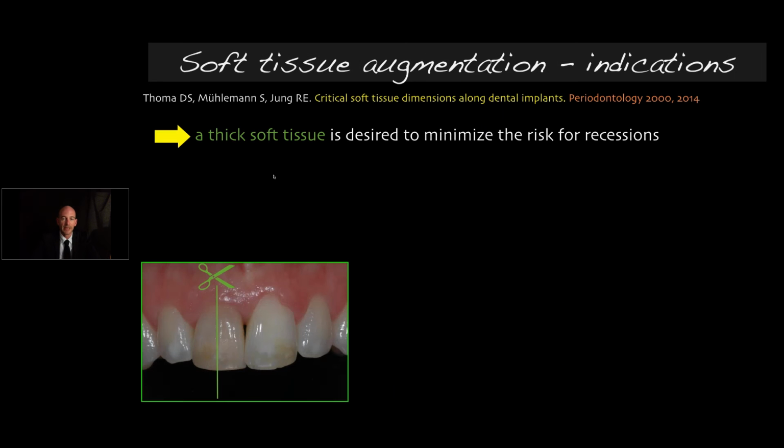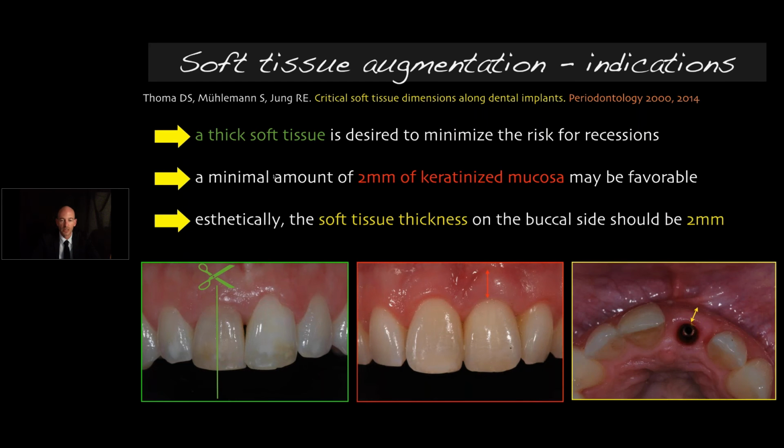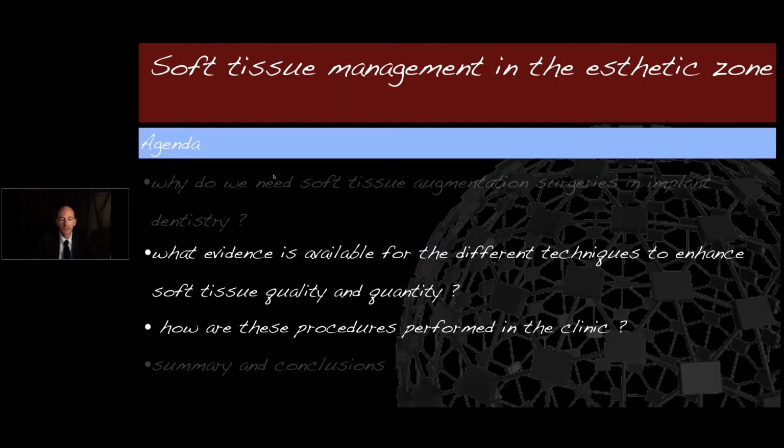So looking at the indication, why do we need soft tissue augmentation procedures? We'd like to have thick soft tissues in order to minimize the risk for recessions. We'd like to have 2 mm of keratinized mucosa and a soft tissue thickness on the buccal side of about 2 mm. Now let's look at the evidence available for the different techniques to enhance the soft tissue quality and quantity, and we're also looking more in detail at the clinical procedures.